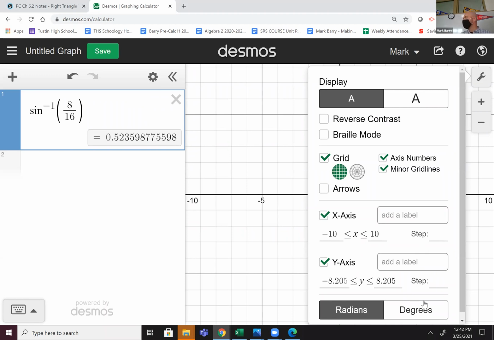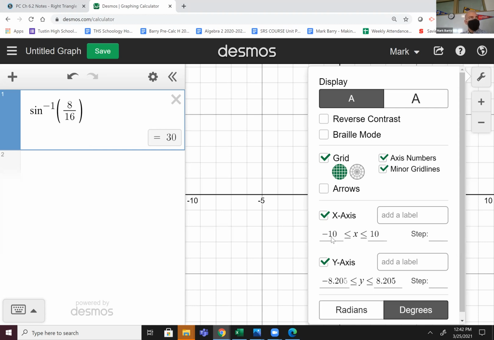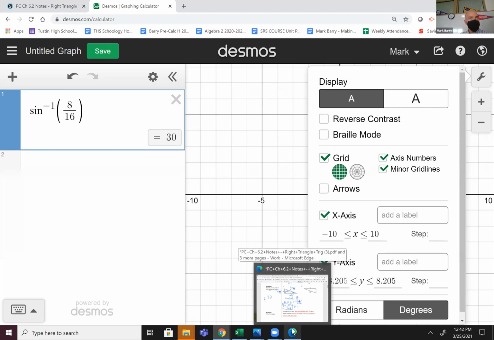Are we talking about radians or are we talking about degrees? If we're talking about degrees, we should be in degree mode. But if we're talking about radians, we should be in radian mode. In this question, it asks for both, so we need to use both. So watch while I switch this over to degrees. And you can see this answer changes to 30 because now it's 30 degrees, okay?